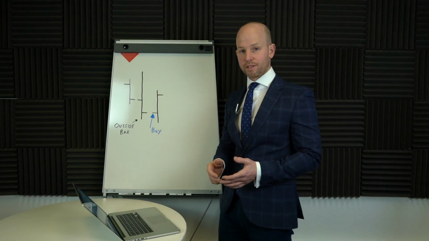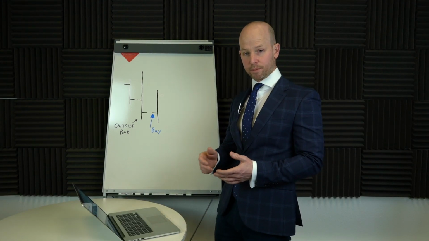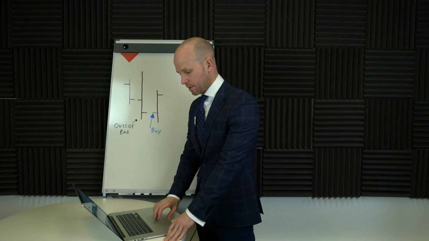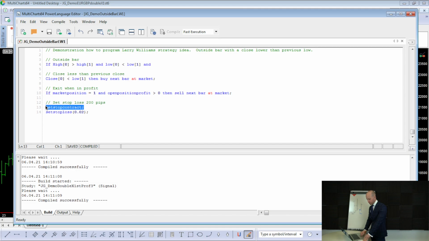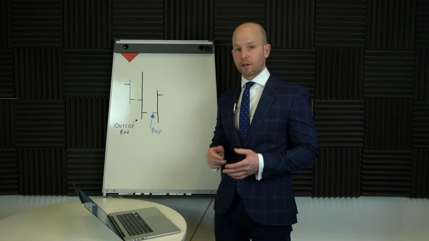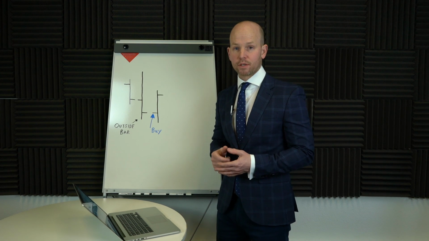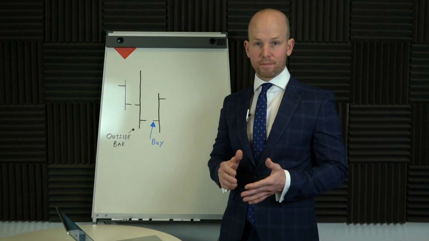The last thing we need to do is code in a stop loss, and that's ever so simple. With Multicharts, I use SetStopContract and SetStopLoss, that's the command to set the stop loss, and in brackets here, that's where we put our amount. Now 0.02, because we're looking at Forex, is equivalent to 200 pips of Euro Dollar. And that's it. That's it done.